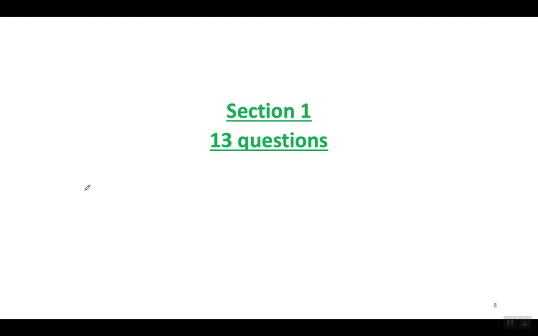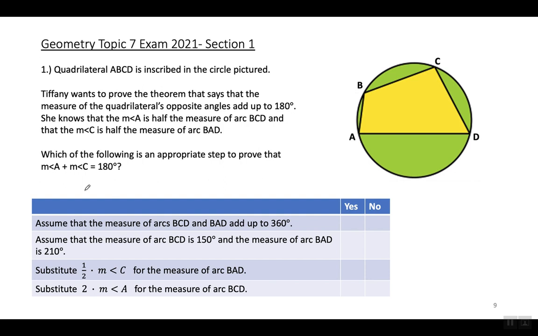Section 1 has 13 questions. Let's look at our first question. Quadrilateral ABCD is inscribed in the circle pictured. Tiffany wants to prove the theorem that says that the measure of the quadrilateral's opposite angles add up to 180 degrees. She knows that the measure of angle A is half the measure of arc BCD, which is correct, and that the measure of angle C is half the measure of arc BAD.